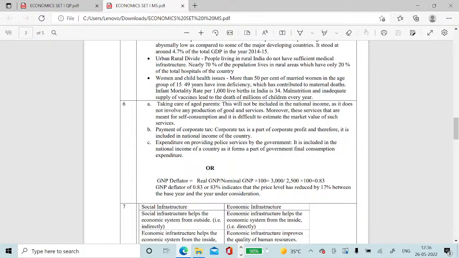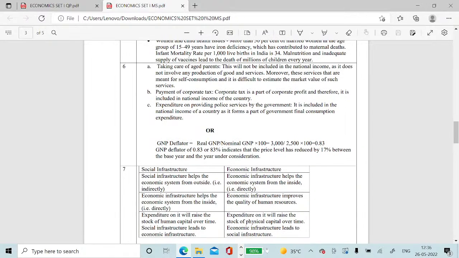Or GNP deflator equals real GNP upon nominal GNP into 100. तो GNP deflator की वैल्यू आ जाएगी 0.83. GNP deflator of 0.83 or 83% indicates that the price level has reduced by 17% between the base year and the year under consideration.